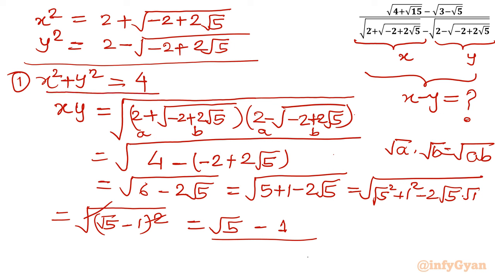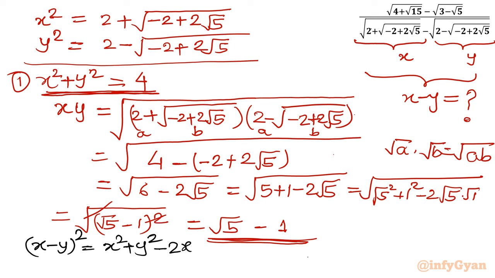And now you can see this is our x square plus y square. So I will use both the equations. I will write one algebraic identity, a minus b whole square. So let me use x minus y whole square. That would be x square plus y square minus 2xy. Why have I used this? Because my target is to find out x minus y.